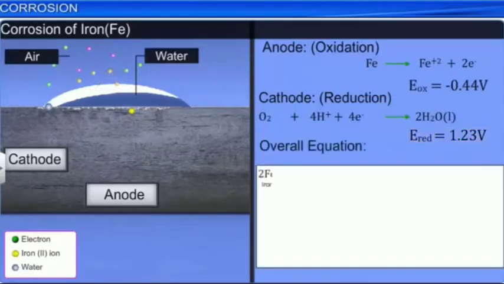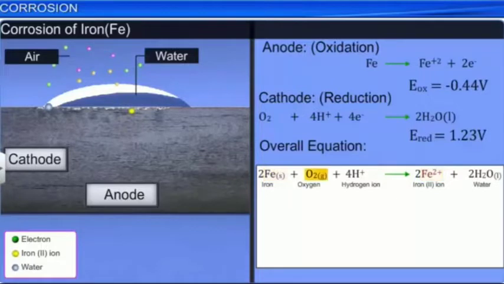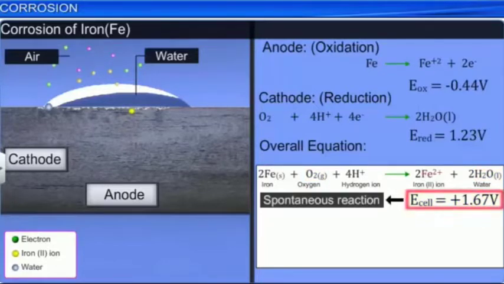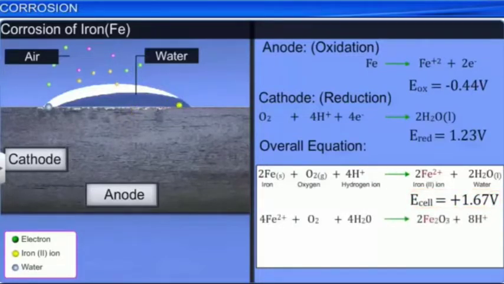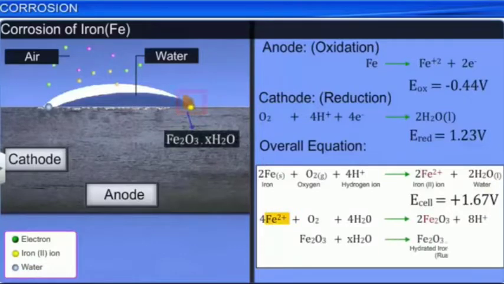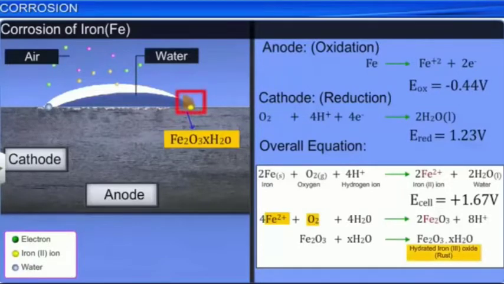In the overall equation, iron is oxidized to iron II ions, while oxygen is reduced to form water. The cell potential is 1.67 volts, consistent with a spontaneous reaction. The ferrous ions formed are then further oxidized by atmospheric oxygen to ferric ions in the form of hydrated iron III oxide, commonly known as rust.